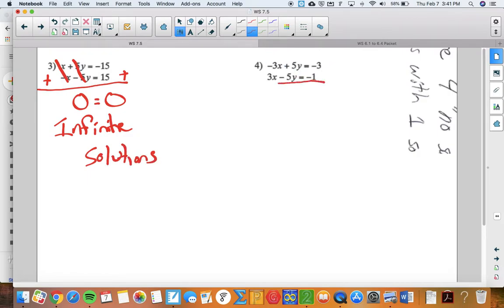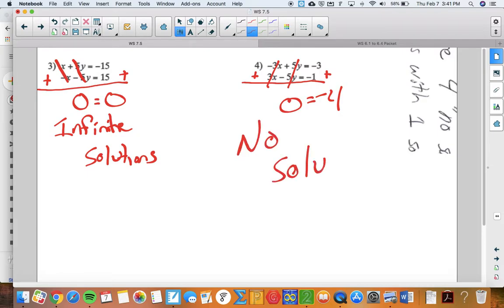In number 4, I have opposites, so I'm ready to go. The x's are eliminated, so are the y's. So I get 0 equals negative 4. This is not a truthful statement, so there are no solutions to this system of equations. Wah, wah.